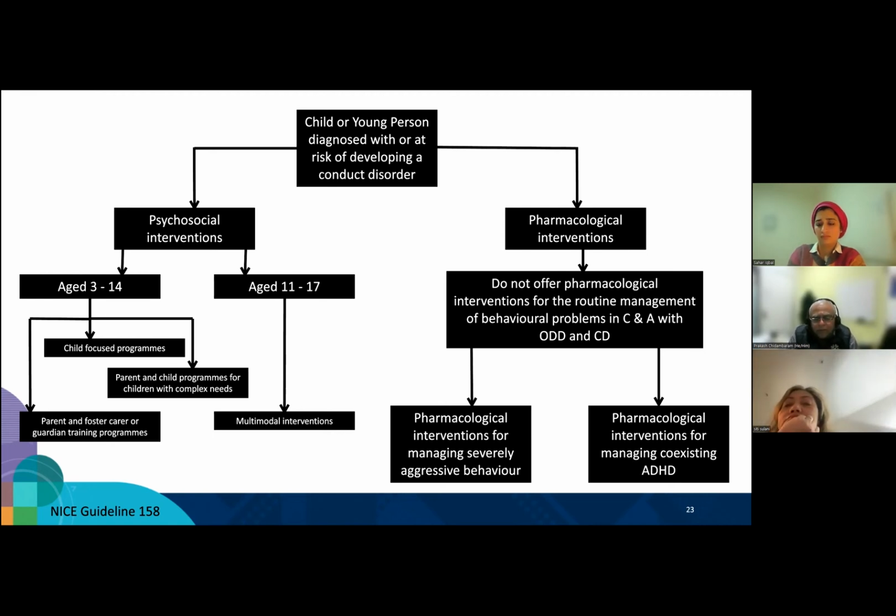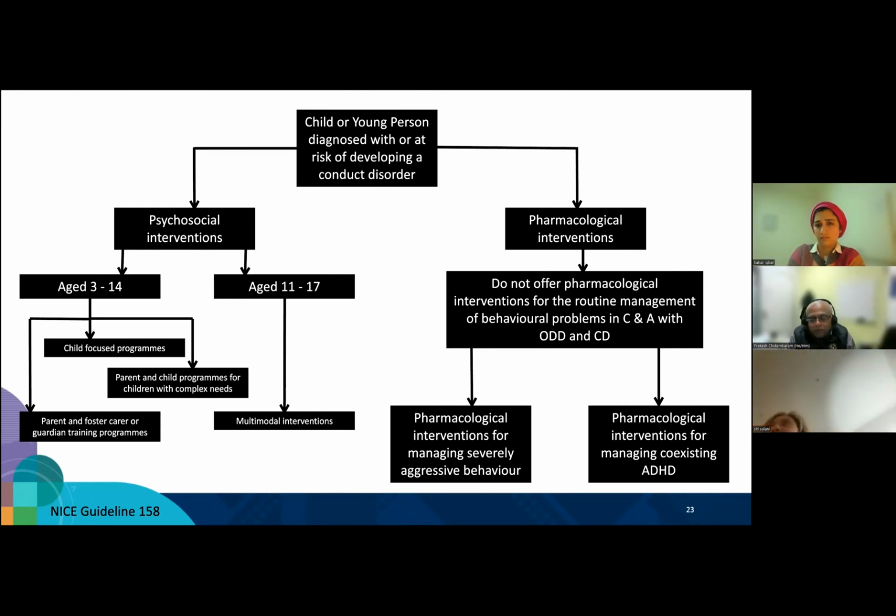And in the 11 to 17 years, it really requires what's called multimodal intervention. So you have a case manager or a caseworker who actually works with the family, works with school, works with other agencies, brings them all together. And there is a management plan that is developed by everyone together, with the parents and the young person playing a part in that. And everyone works together to support the young person.